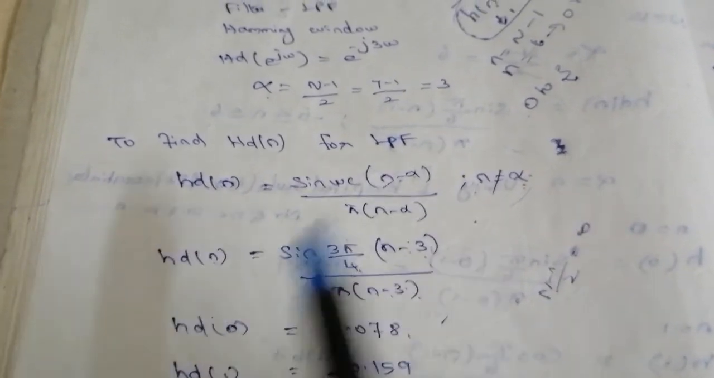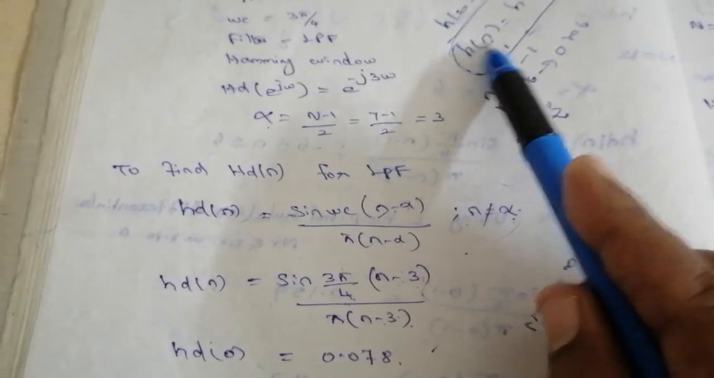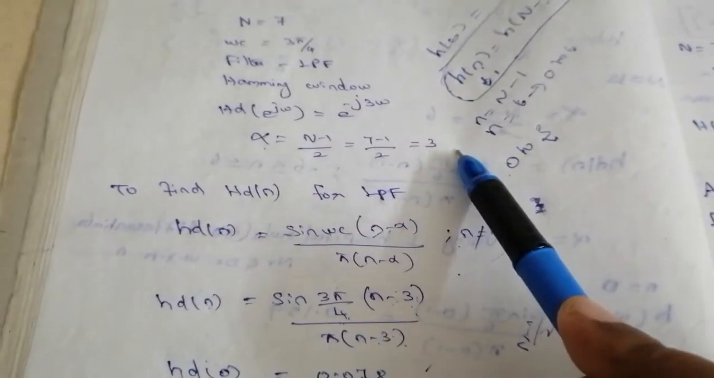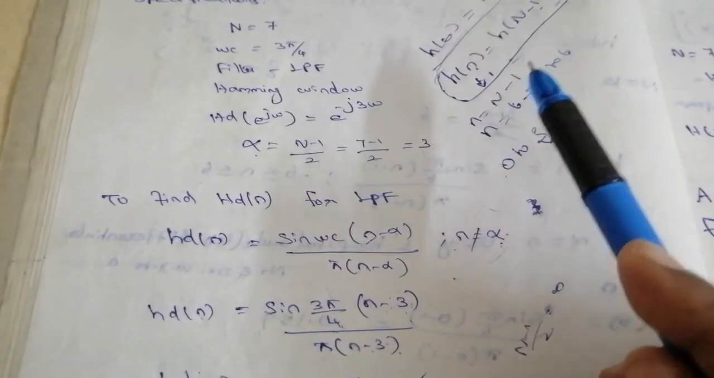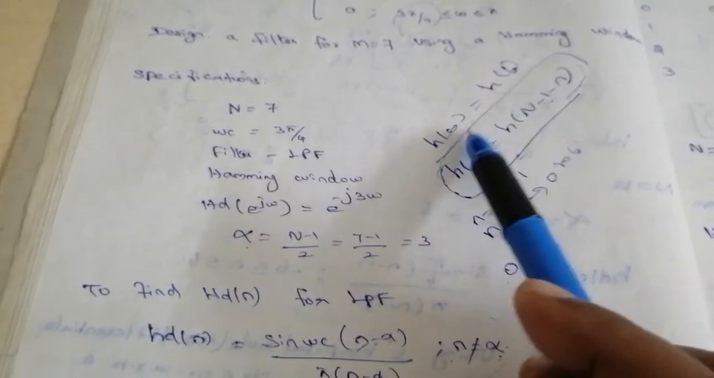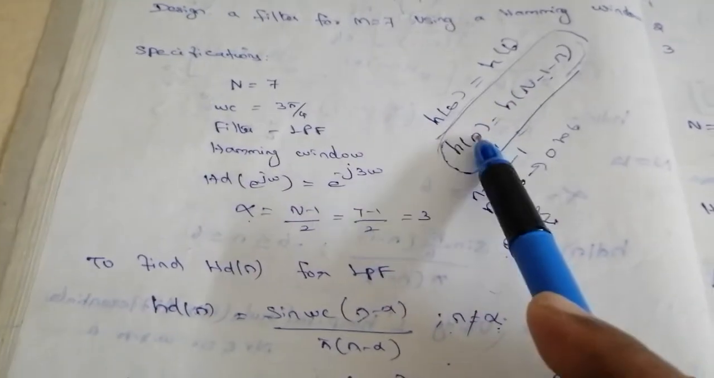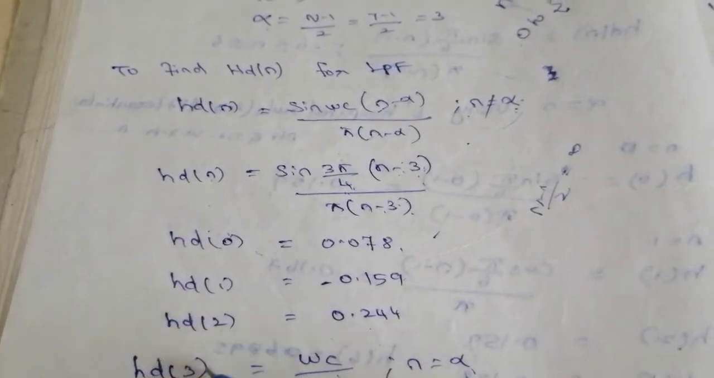Likewise, substitute n equal to 1, n equal to 2, n equal to 3. No need to find n equal to 4, 5, 6 because h of 0 answer is equal to h of 6, h of 1 answer is equal to h of 5, and h of 2 answer is equal to h of 4. So we only need to find 0, 1, 2 and 3.